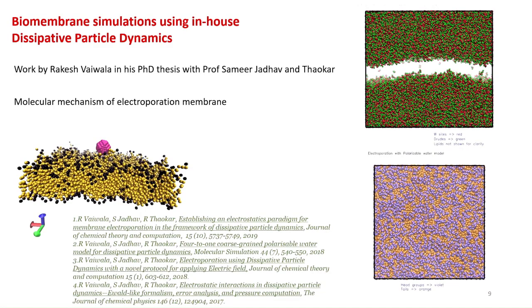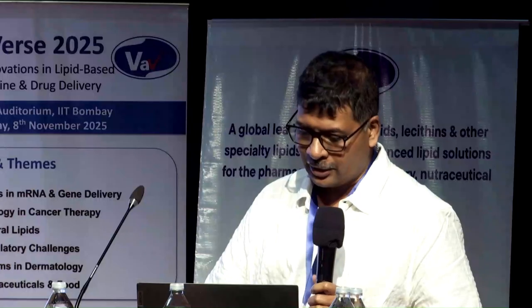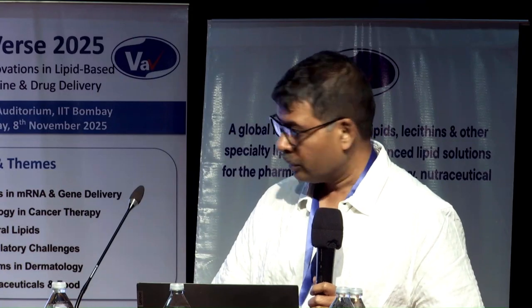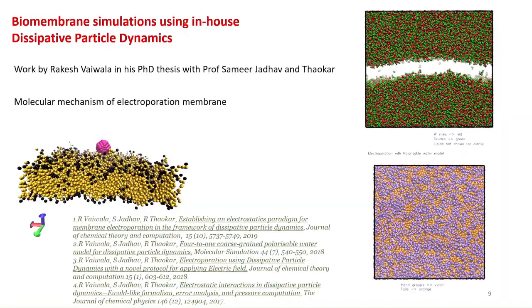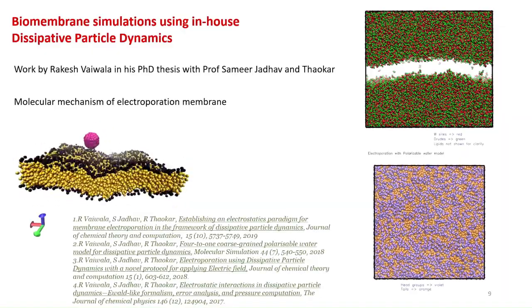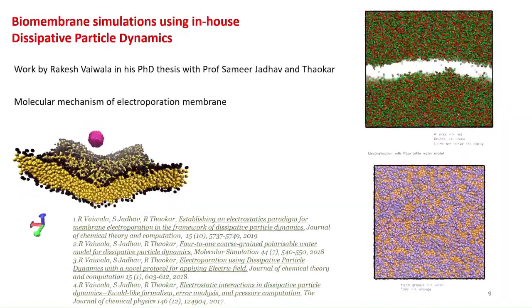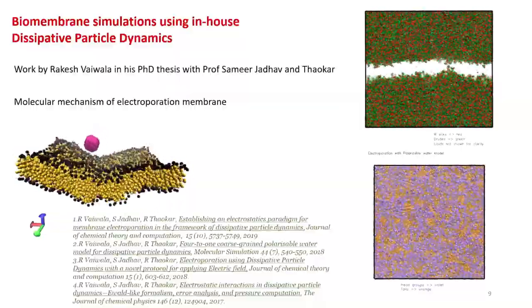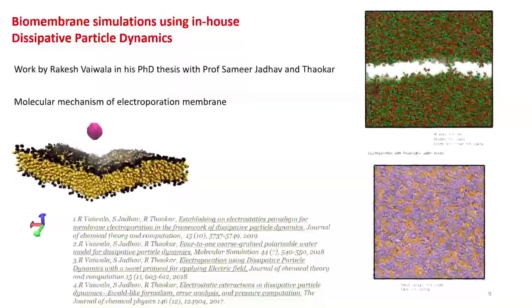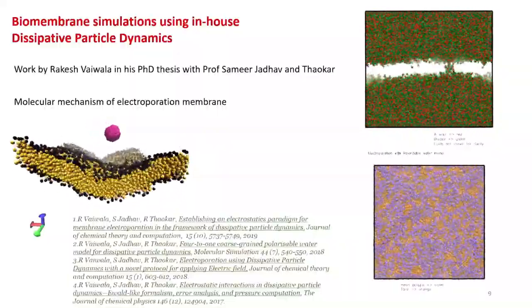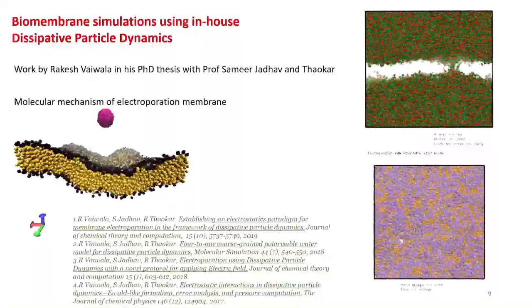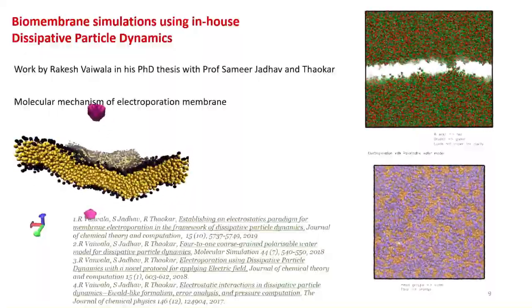So this work is by the session chair, Rakesh, and he did his PhD with myself and Samir some years ago. He developed a method called dissipative particle dynamics to simulate biomembranes and electroporation. He was the first one to use dissipative particle dynamics to show electroporation. And what you see here is the membrane, which is fluctuating, on the left. This is how simulations would show you biomembranes as they fluctuate.